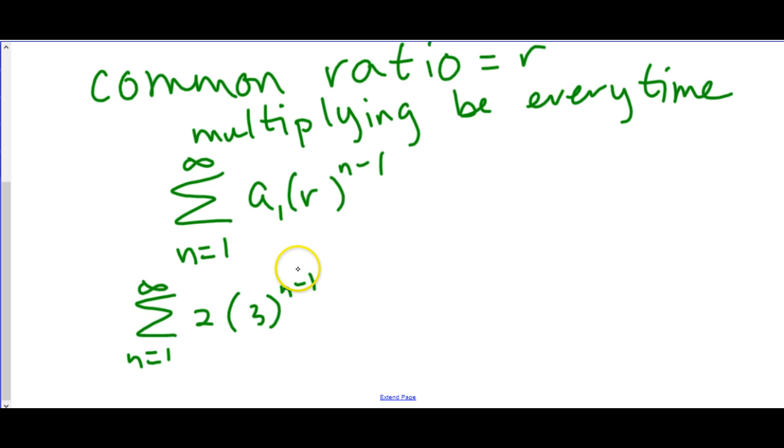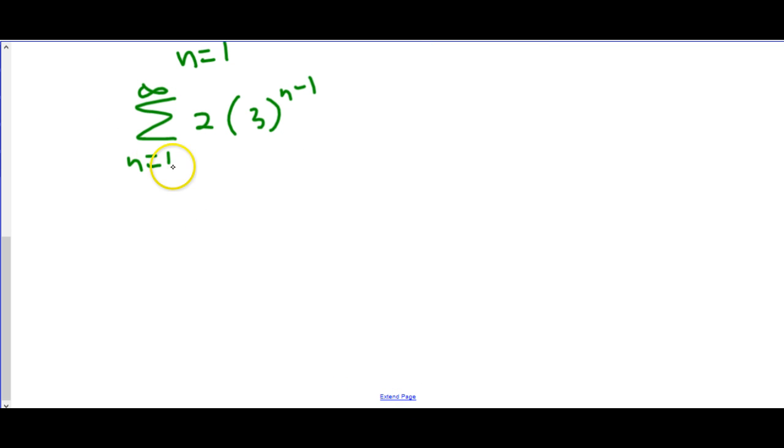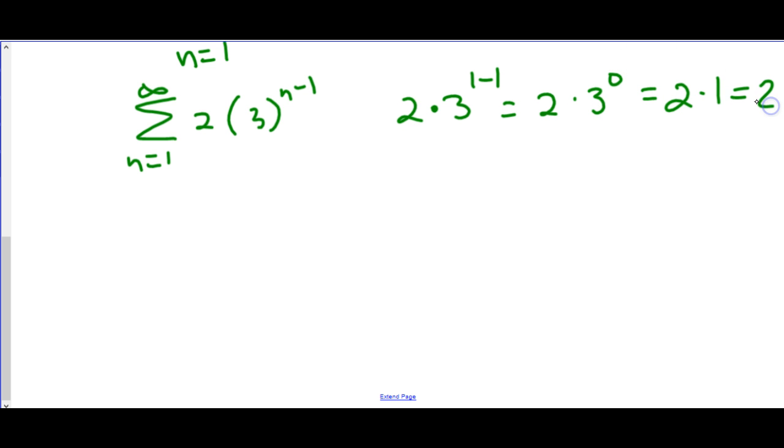Let's say this is our sum. The sum from 1 to infinity is 2 times 3 to the n minus 1. So what we're going to do is we're going to have to plug in every value that n could possibly be. Well, n was the term that we were working with, so we have a first term, a second term, a third term, a fourth term, forever. So first I'd start by plugging in 1 for the first term. 2 times 3 to the 1 minus 1 is 2 times 3 to the 0, or 2 times 1, which is 2. So for my first term, I got a number out of 2.